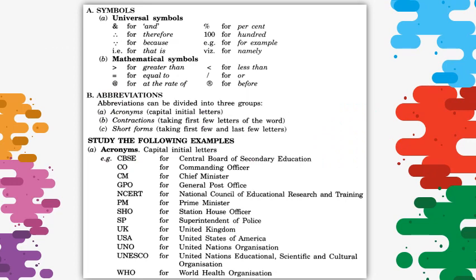While making notes, we can use symbols in our notes like the ones you can see on the screen. You have universal symbols and mathematical symbols. These can be freely used when we are making notes. We can use abbreviations. There are ways of abbreviating a word which I will be discussing later in the video in detail. Keep watching.